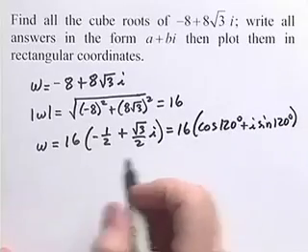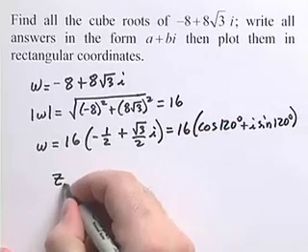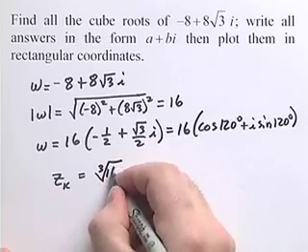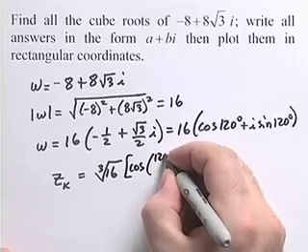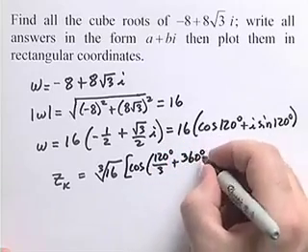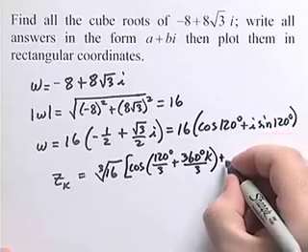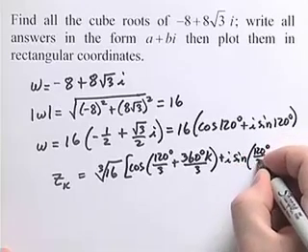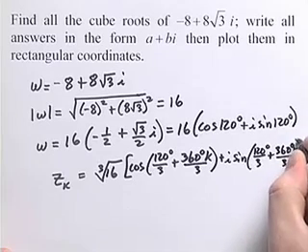Using de Moivre's theorem, the three distinct third roots of w are going to be given by z sub k equals the cube root of 16 times cosine of (120 degrees over 3 plus 360 degrees times k divided by 3) plus i times the sine of (120 degrees over 3 plus 360 degrees times k over 3).